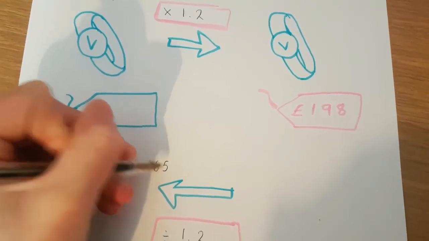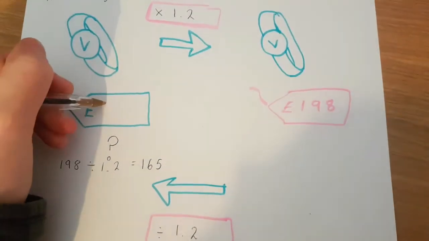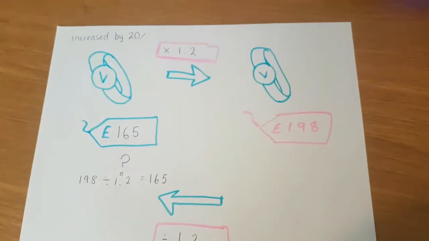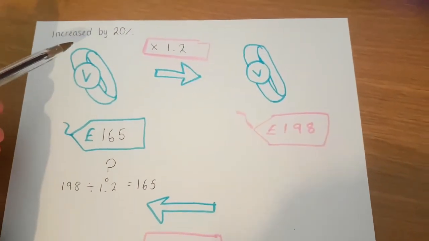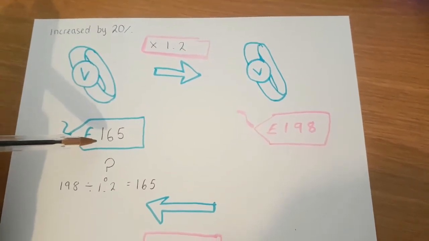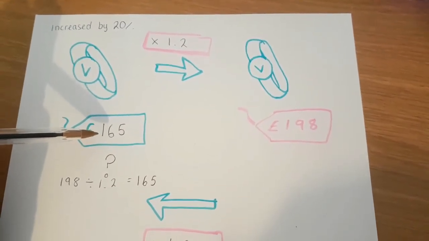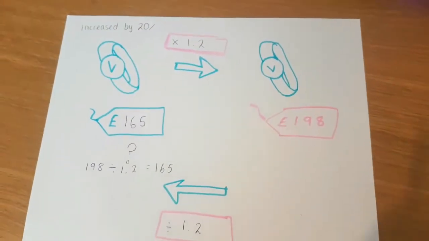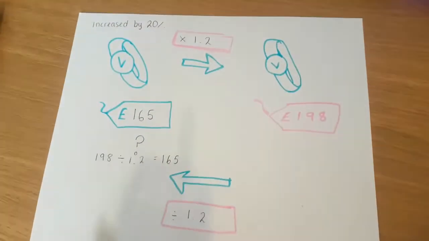I can put this into my calculator. So the original price was £165. And we can check this is correct because 20% of 165 is the same as 33. And if we add 33 to this, we get to 198. So we see we go forwards and backwards.